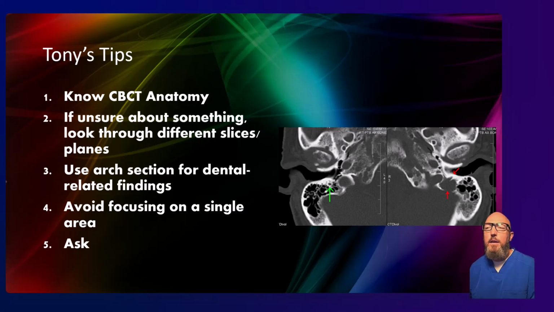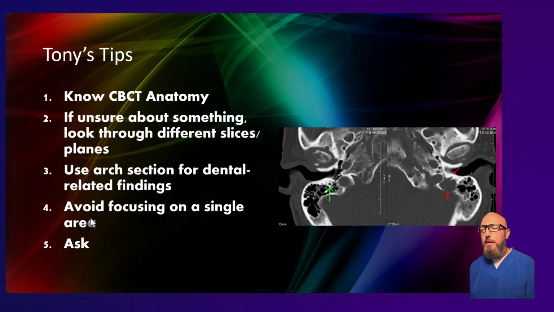That's what's going on. Use the arch section for any dental-related findings. So anything related to teeth or the alveolar bone, it's easier than scrolling through the axial and coronal. It's really handy using that arch section for looking for dental disease, and where I spend probably a majority of my time on each dental CBCT, only because dental disease is so common.